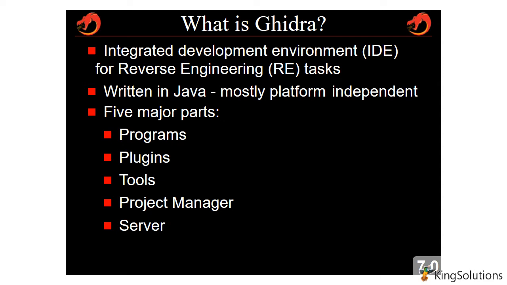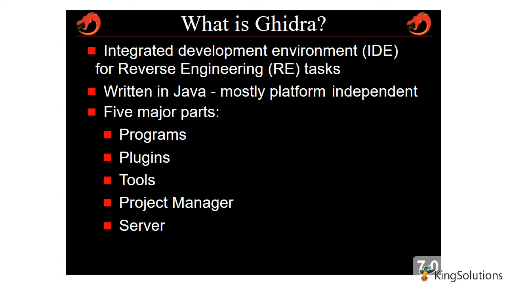What is Ghidra? Ghidra is an integrated development environment for reverse engineering tasks. It is written in Java, so is mostly platform independent. Ghidra consists of 5 major parts: programs, plugins, tools, project manager, and server.